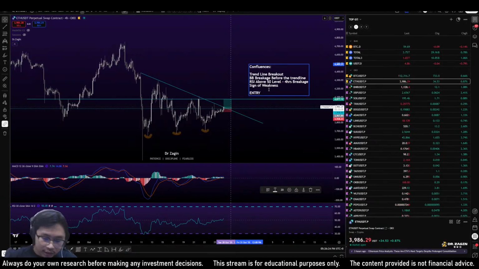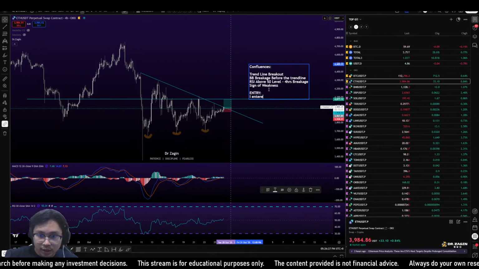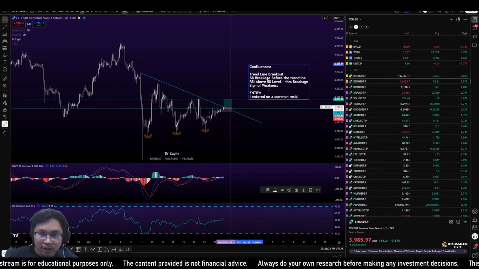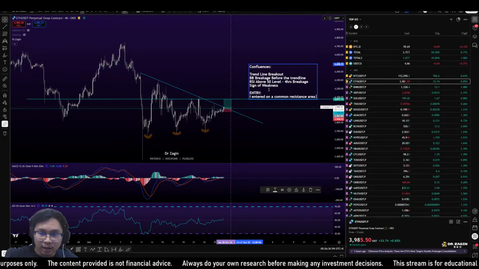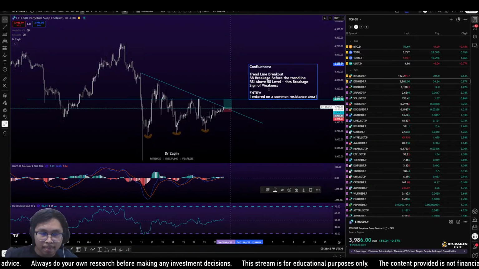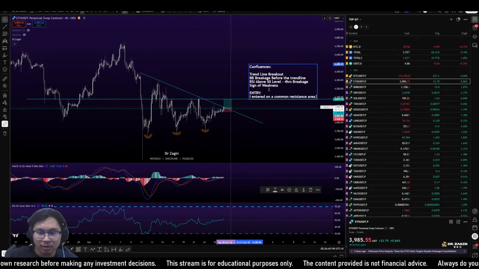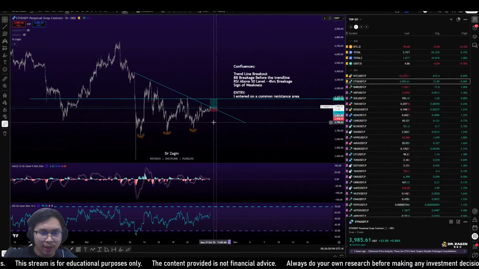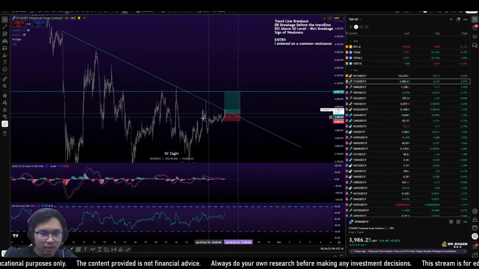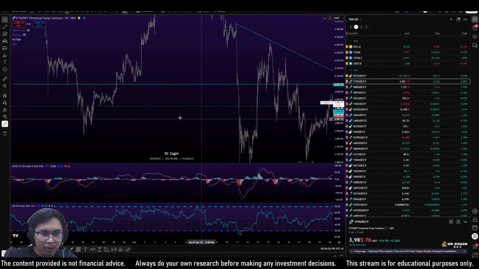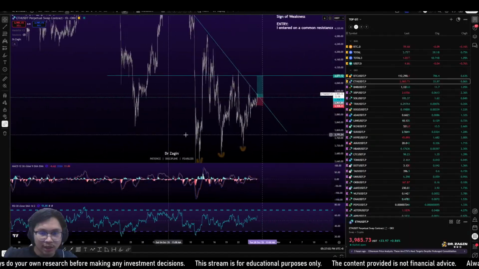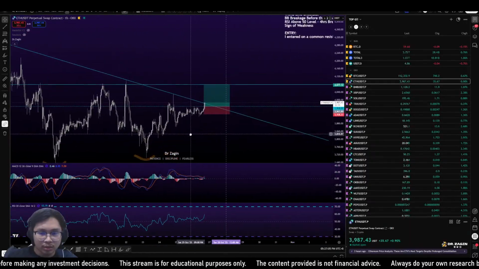Entry. I entered on a common resistance area. What else? What should I say more? Basically, that's it. That's the main reason why I entered. Since if we go down to 1 hour, look, this is a common resistance and support. Price reacts in this level.